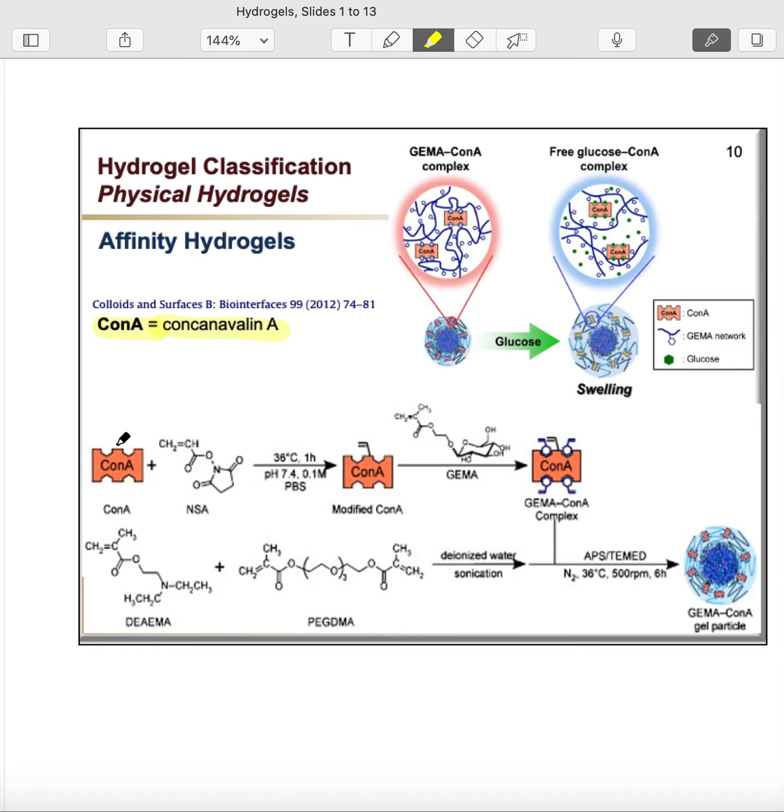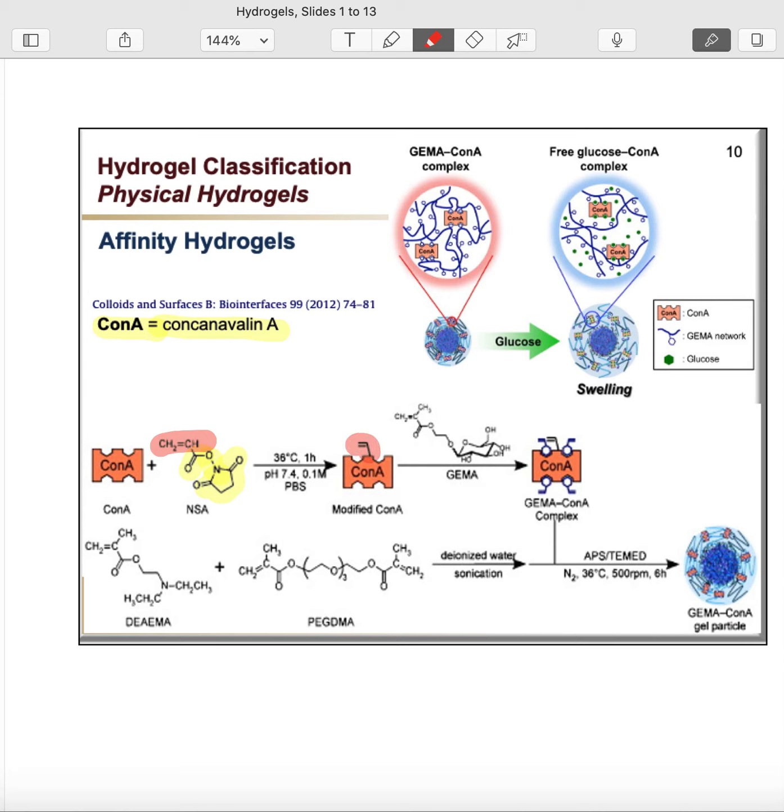Basically, what they did is that they started with concanavalin A. They reacted it with this small molecule. This part of the molecule is N-hydroxysuccinimide ester, which is reactive toward primary amines present on the CON-A. So CON-A, again, is a protein, so it has a number of primary amines. This NHS molecule can bind covalently to those primary amines, and so by utilizing this, they were able to introduce this vinyl group onto the CON-A, and that vinyl group is shown right here.